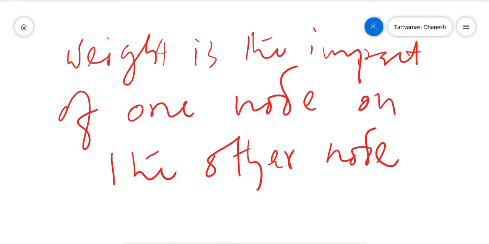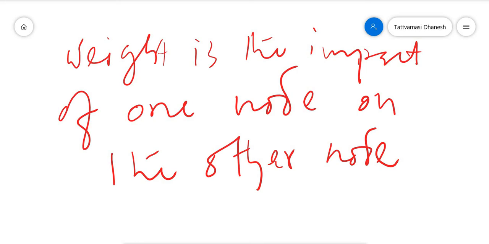Some concepts are there in neural networks, so for understanding, these fundamentals must be strong. Weight is the impact of one node on the other node. The next node can be in another layer, in the hidden layer. The hidden layers can be layer 1, layer 2, layer 3, and it goes on. So that is the concept of weight.